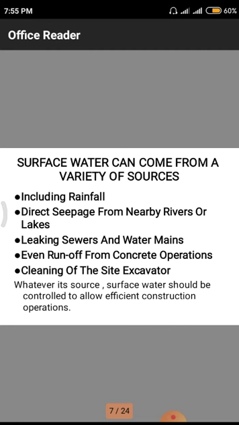These are the variety of sources for surface water flow. We need to understand what surface water is and what subsurface water is. Surface means over the surface of the road, we call it surface water. Below the surface of the road, it is called groundwater. Surface water and groundwater. Subsurface water, simply we call it groundwater.